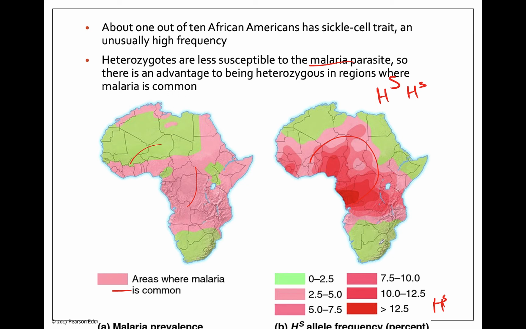However, in Western and Central Africa, where malaria is still a huge problem, the frequency of sickle cell disease is actually much higher because it confers some advantage against dying of malaria.